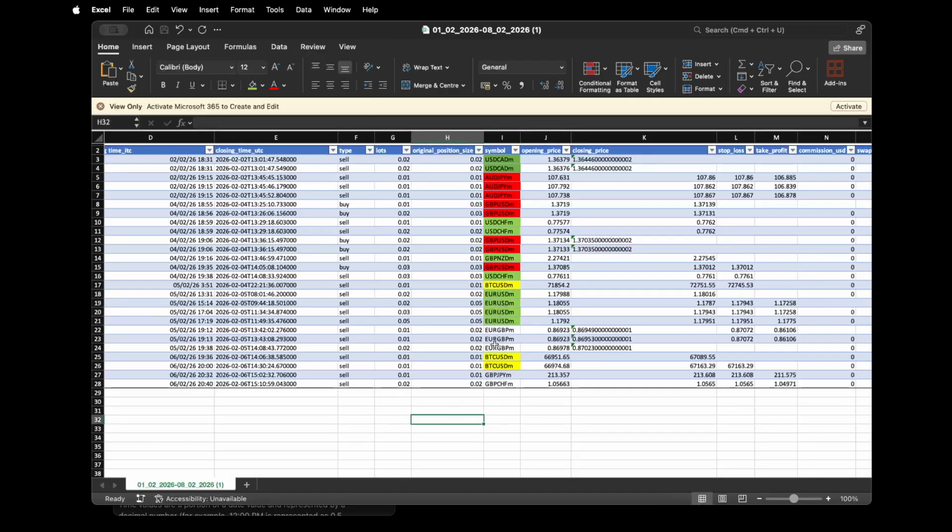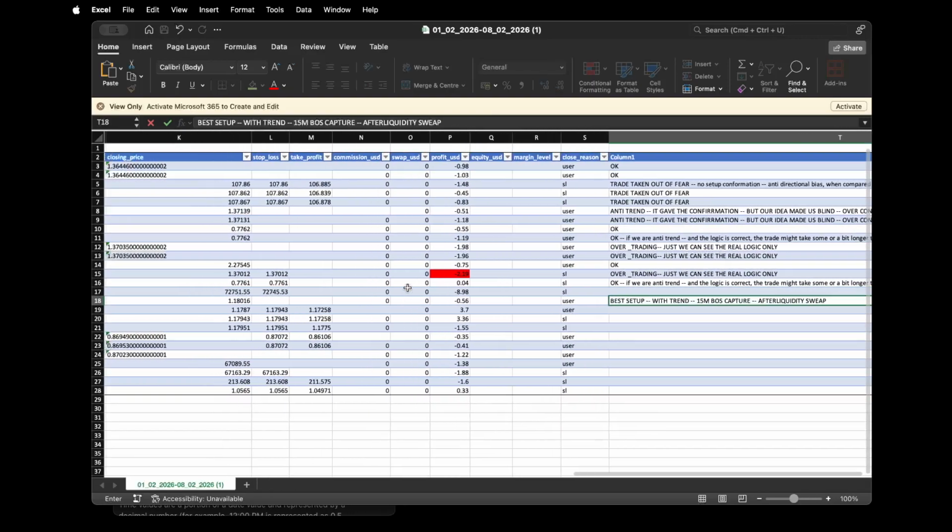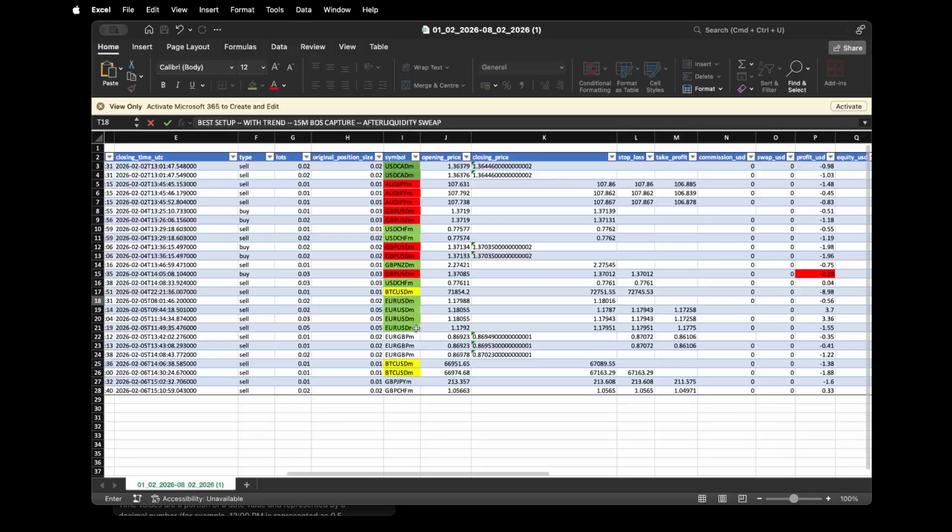Okay, so this was a good intraday trade. The best setup of the day, the setups are with trend, 15-minute BOS capture after liquidity sweep. These are the best setups, the best setup of the week, I would say.